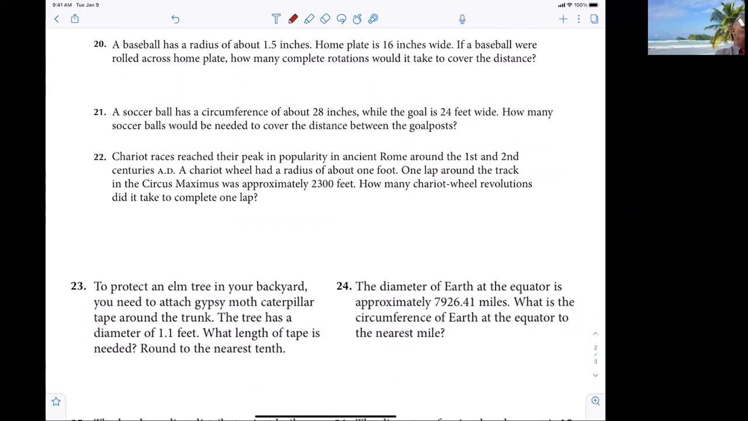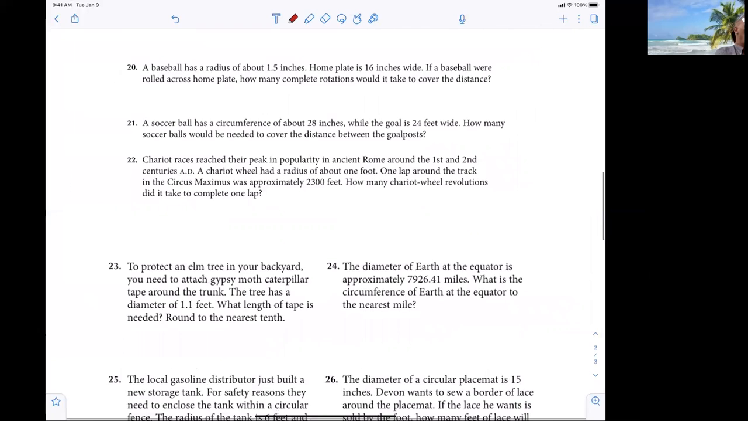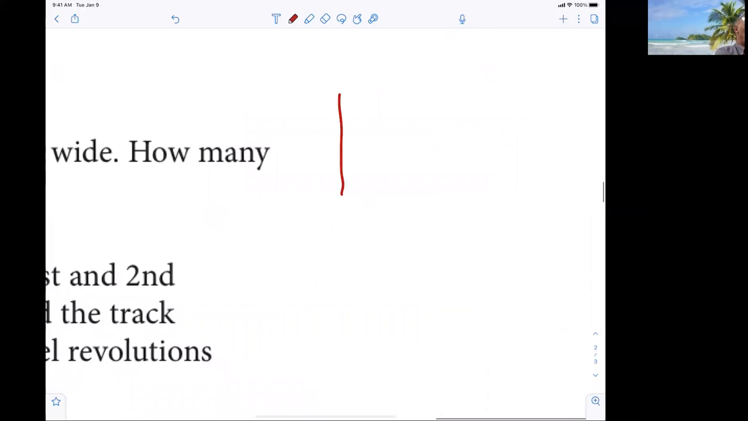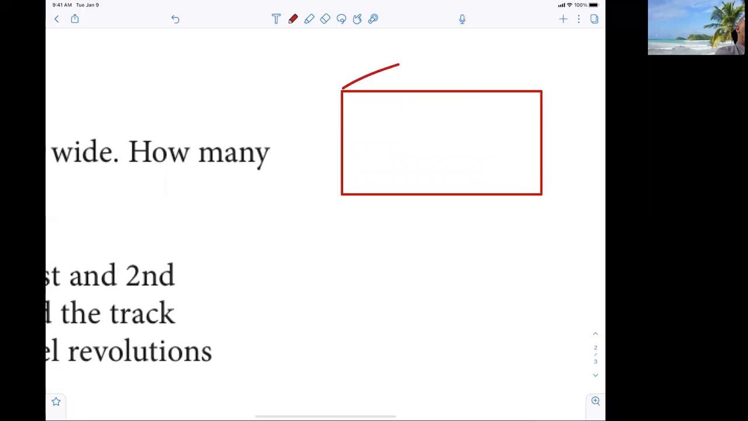Okay, so now again, I'm looking at 21 now. I kind of know what we're looking at. I'm creating a goal, right? So here's my goal, right? And back here, obviously, is the back where the net is. Everybody agree with that? So your objective is to take the ball and kick it into the net. Do we agree? All right.